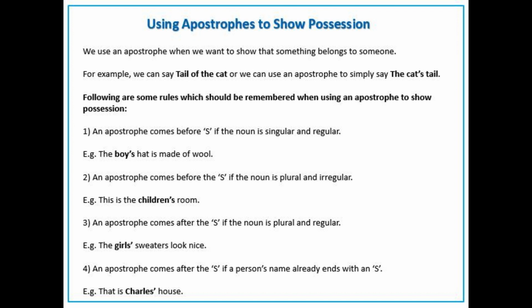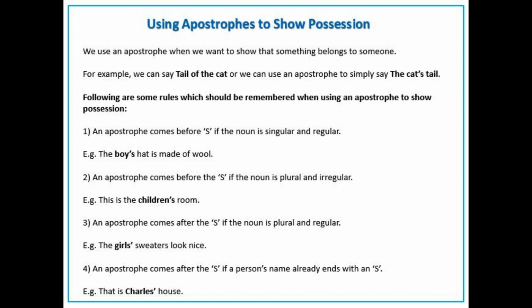In rule number 3, an apostrophe comes after the S if the noun is plural and regular. So girl and girls, plural. So girl is a regular noun and girls is a regular plural noun. So if the noun is plural and regular, then we simply put an apostrophe after the plural S, and we do not put an additional S after the apostrophe. For example, the girls' sweaters look nice. We are not talking about a single girl here. We're talking about several girls and all of their collective sweaters. So we are going to put an apostrophe after the plural S.